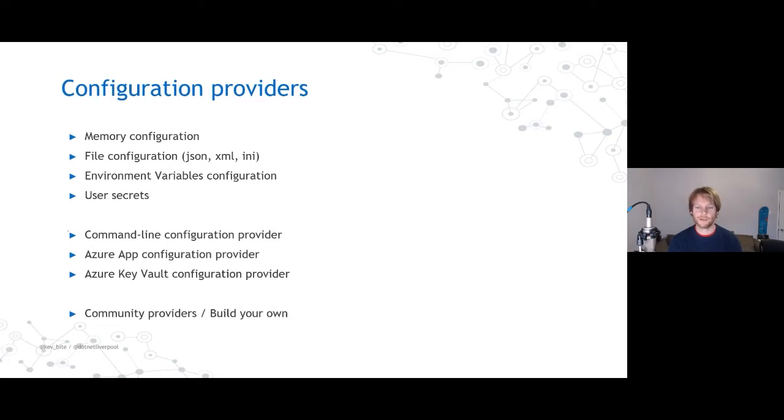There's also environment variable configuration, so any environment variables you can pull in, and also user secrets as well. But there's also a bunch of other ones that we won't cover. These are command line configuration, so these are arguments coming in to your console app. There's Azure App Configuration, Azure Key Vault configuration. There's also loads of community-provided ones, like Parameter Store for AWS. There's also ones you can build your own as well, things like TOML and all sorts of other ones. So it's quite flexible, and you can pretty much provide data from anywhere, really. You could actually go grab data from an API.